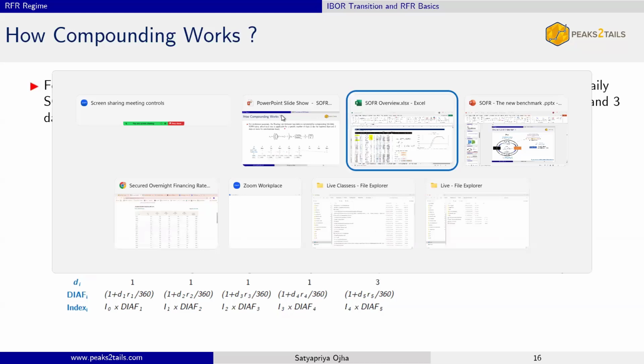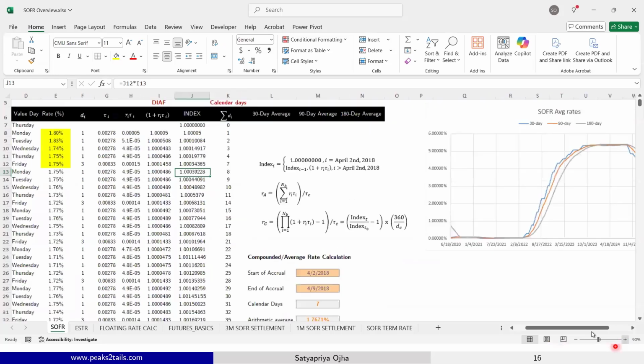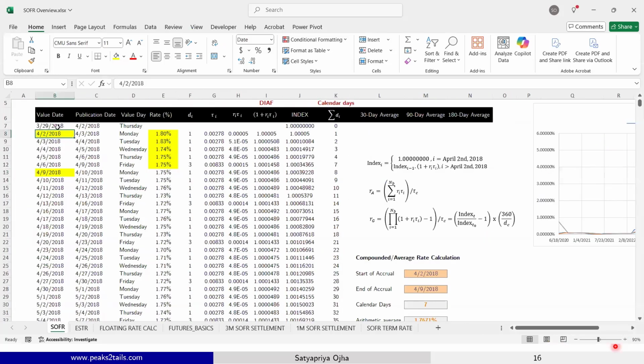Okay, so let's look at some of the basic calculations. What I did, let me zoom this so it'll be easier for you to see, is download the published SOFR rates from the Federal Reserve Bank of New York website, as I showed you. The first time they published the SOFR was on 3rd April 2018. It is for the date 2nd April, the 2nd April transactions. The SOFR rate for this date was published on 3rd April.